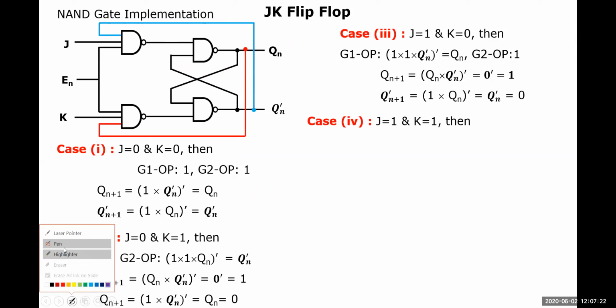Now let us take into consideration the last and final case. This case is somewhat crucial to discuss, so let me discuss this one for a while. When j equals 1 and k equals 1, both are equal to 1, so we would like to consider what the other inputs are. So this is 1, and the blue line will be Qn complement. Therefore 1 into Qn complement whole complement gives you the value Qn.